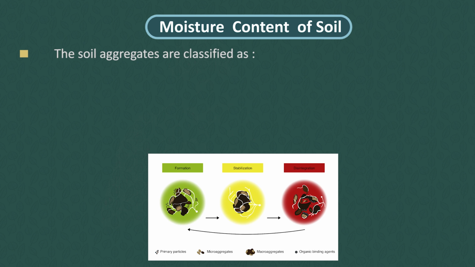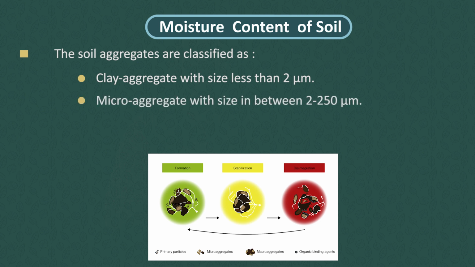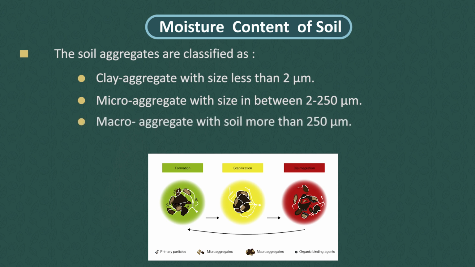Typically, soil aggregates are classified as: first, clay aggregates with size less than 2 micron; micro aggregates with size between 2 to 250 micron; and macro aggregates with size more than 250 micron.